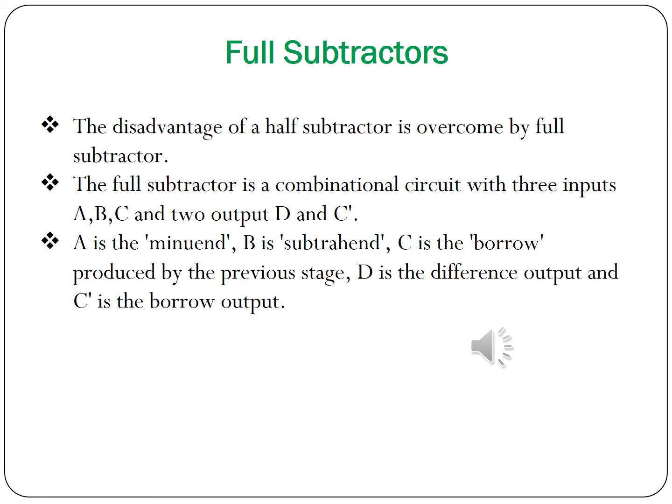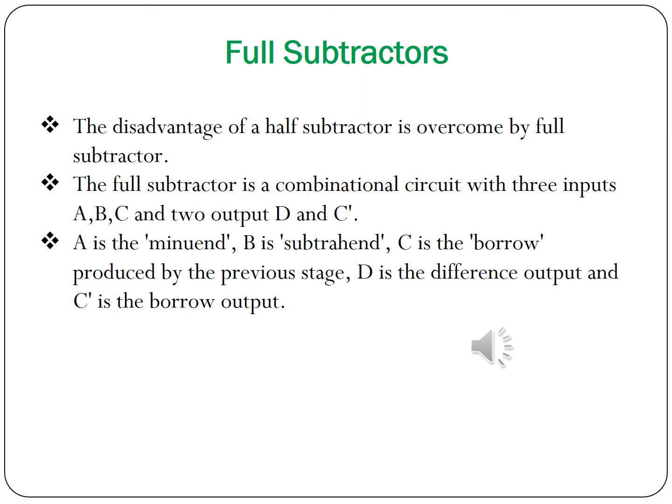So the full subtractor is a combinational logic circuit with 3 inputs A, B and C. So the full subtractor has 3 inputs and 2 outputs. The outputs are difference and borrow. The full adder circuit also has 3 inputs and 2 outputs. The 3 inputs of the full adder and full subtractor are the same, A, B and C.